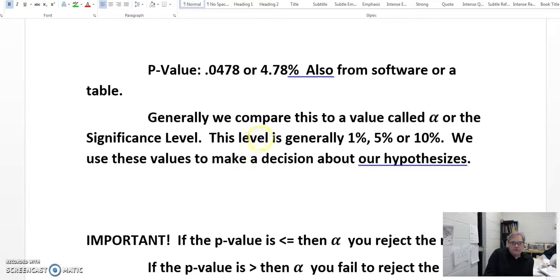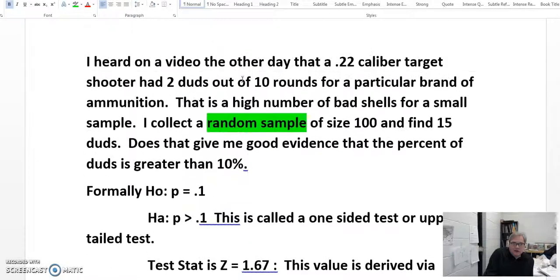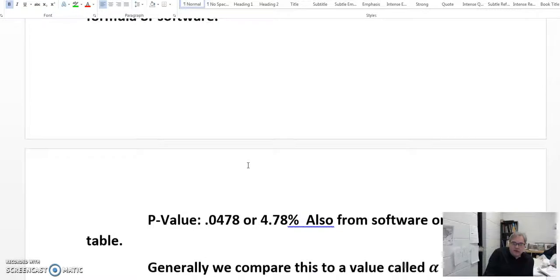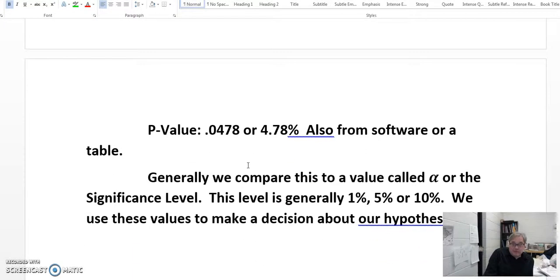So we have to make a decision based on this p-value. And the smaller the p-value, and this is backwards kind of thinking, so bear with me, the smaller this p-value is, the more evidence against the null. What I want you to think about is, what's the probability that I see this 15 over 100 if this is true? If I take that sample and I get 0.15, the probability of that occurring is very small. The smaller that probability, the more evidence I have that my null is probably wrong.